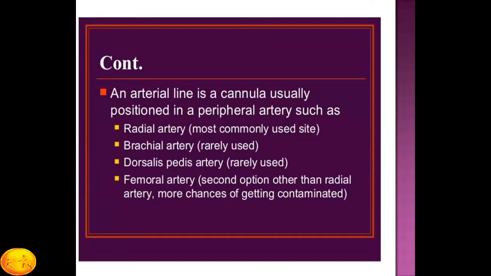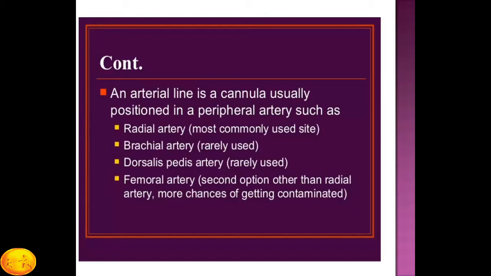So an arterial line is just a cannula, usually we put it in a peripheral artery. So what are the sites you can put it in? The radial artery, and the femoral artery, which we use commonly. But there are many other sites which you can try for arterial monitoring, and that is the brachial artery, which is rarely used, and the dorsalis pedis artery, which we also rarely use.